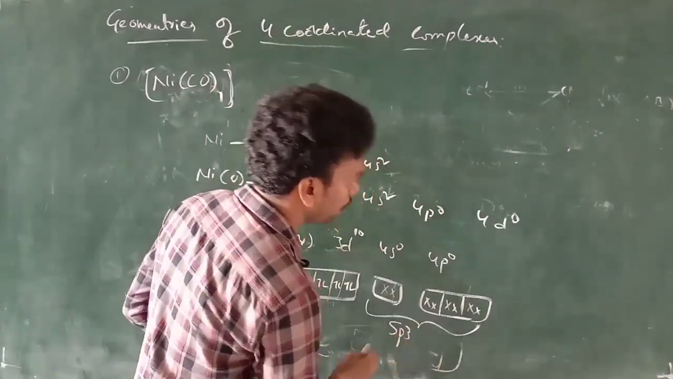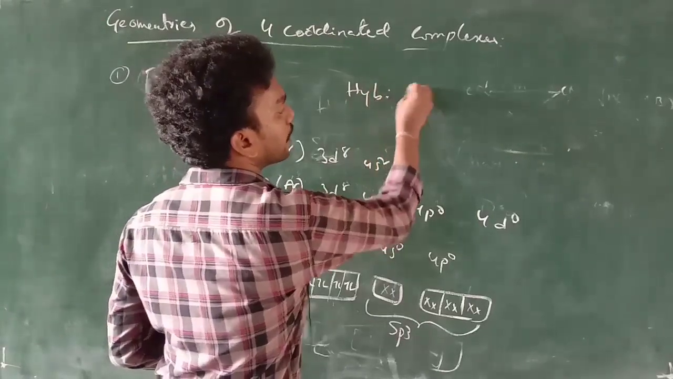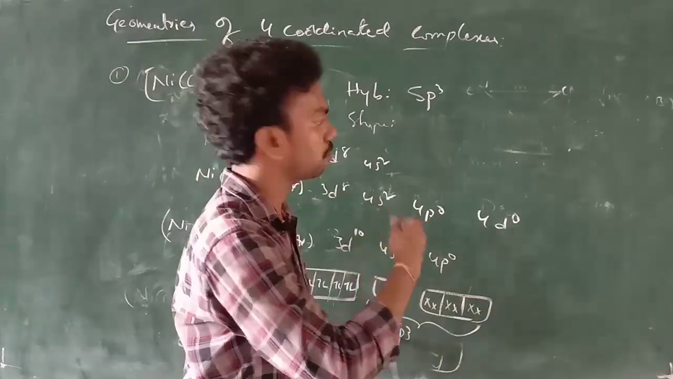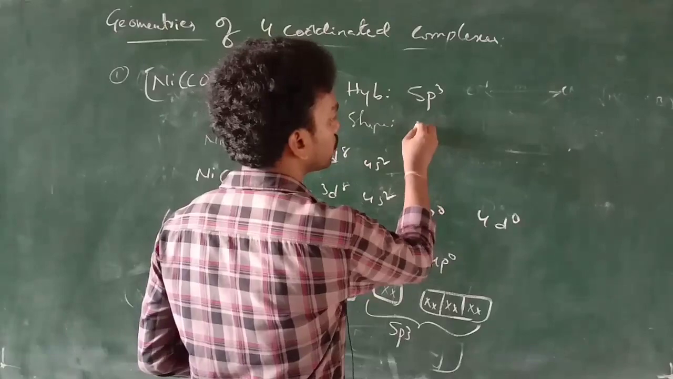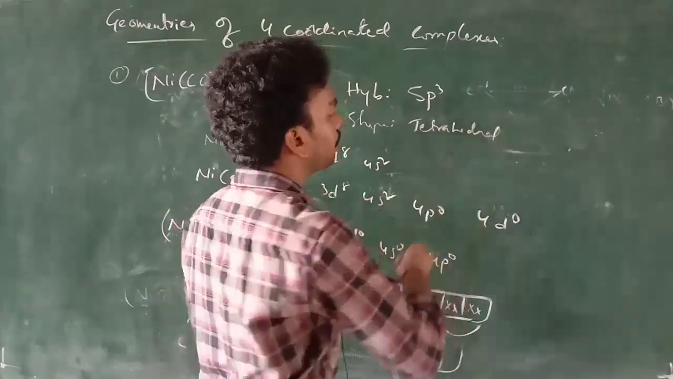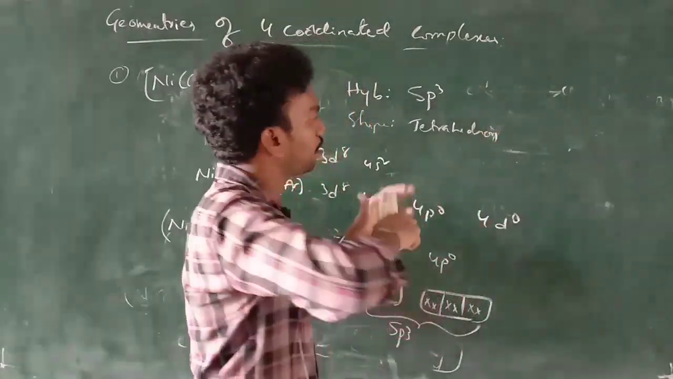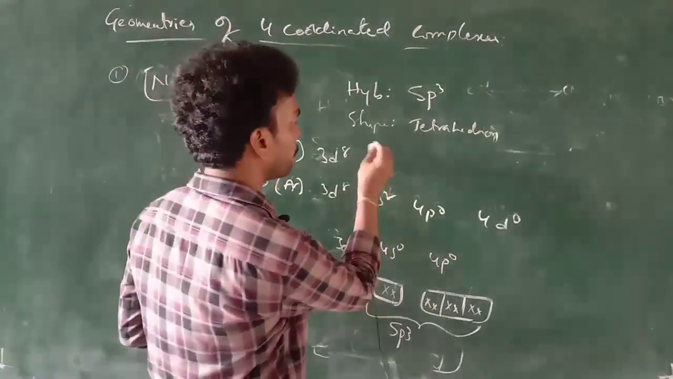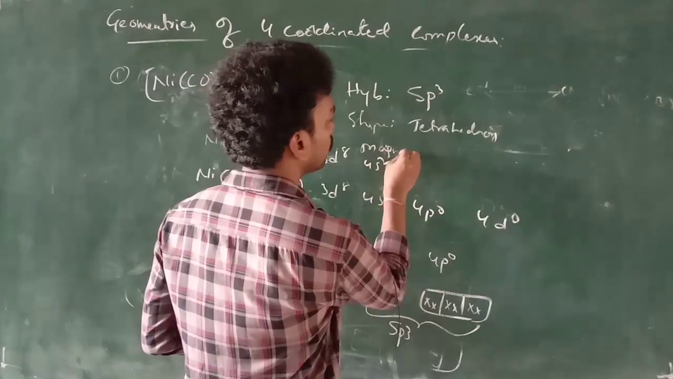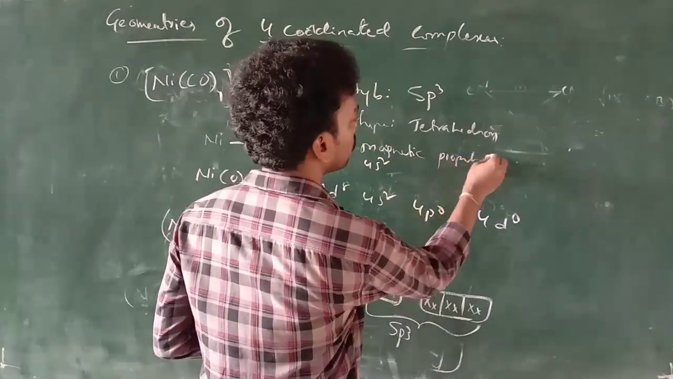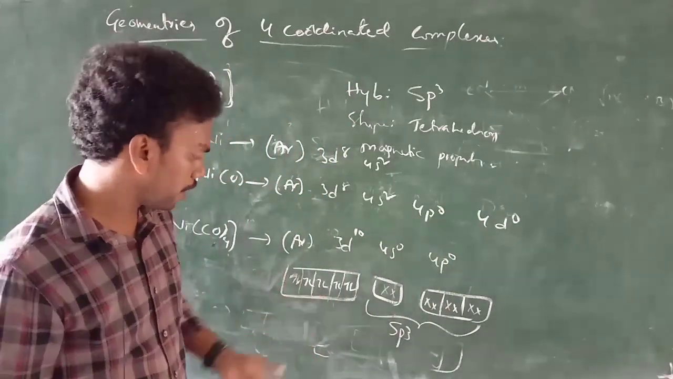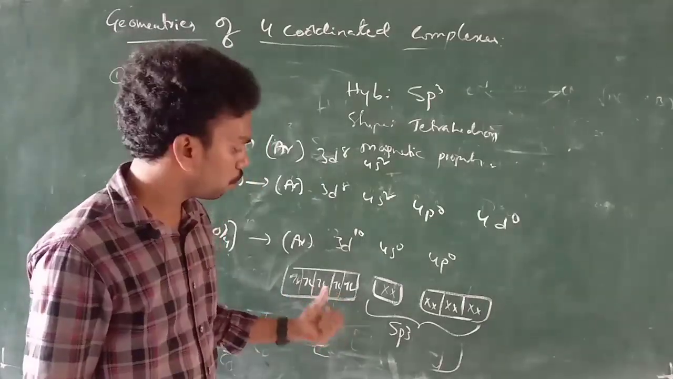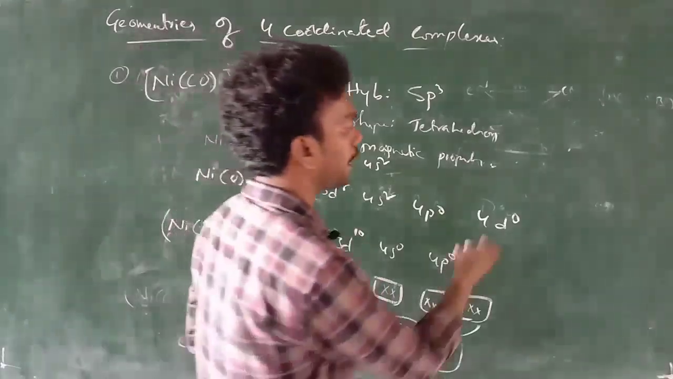The hybridization is sp3. So the geometry of the molecule is tetrahedral. Tetra means 4, hedron means faces, so you have 4 faces in the structure. Okay. Magnetic properties. Do you have any unpaired electrons here? No, all are paired up. So no unpaired electrons, and this complex is diamagnetic in nature.